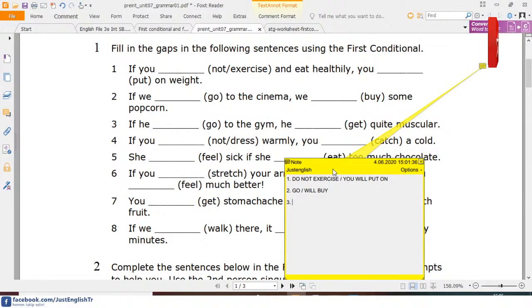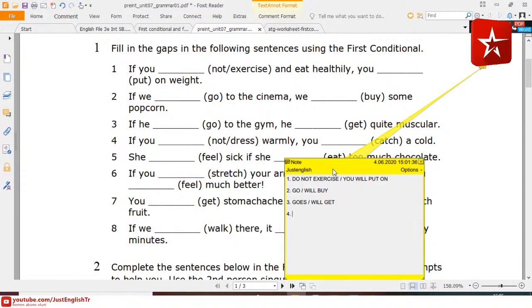If we are talking about he, she, or it, we have to add es to the end of the word for present simple. Yeah, goes is a correct answer. If he goes to the gym, he will get quite muscular. Yes, will get is a correct answer for number 3. Guys, please be careful with es. We have to add es or just s to the end of every verb if we use them in the present simple.